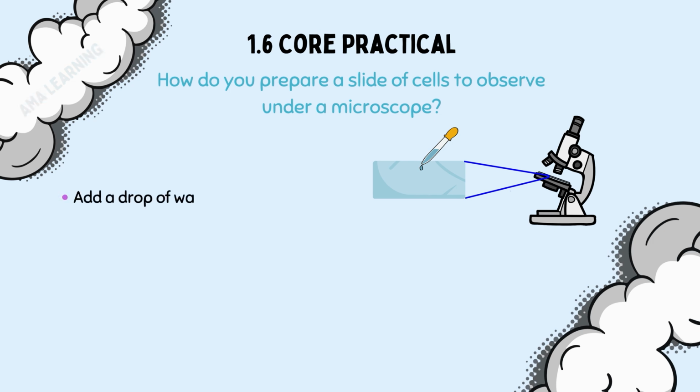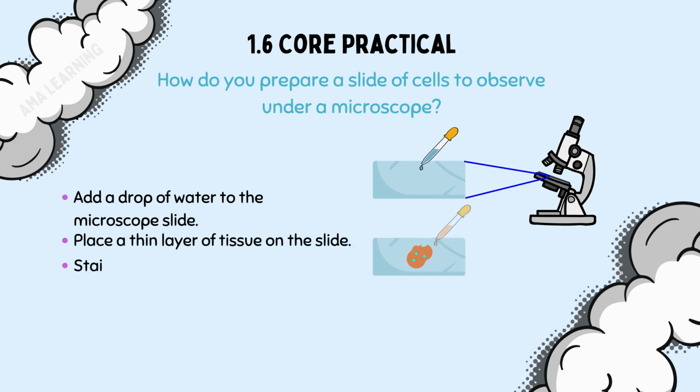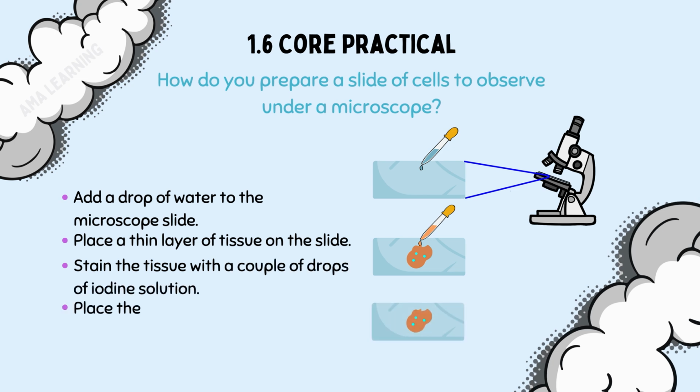Firstly, add a drop of water to the microscope slide. Next, place a thin layer of tissue on the slide. Stain the tissue with a couple of drops of iodine solution, and finally place the cover slip on top.